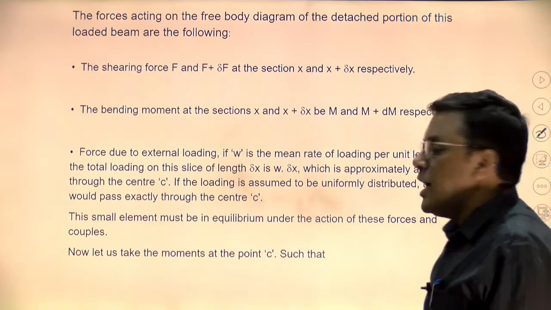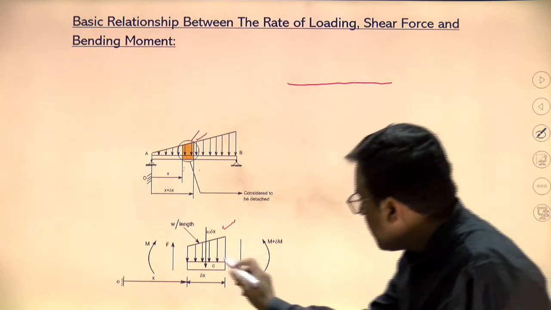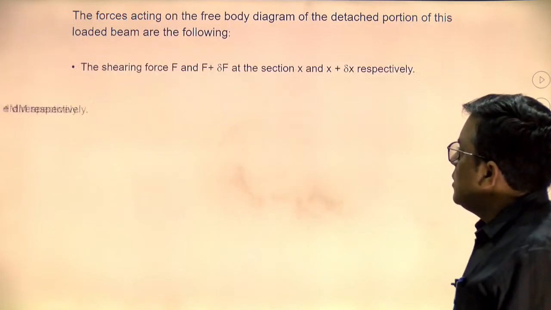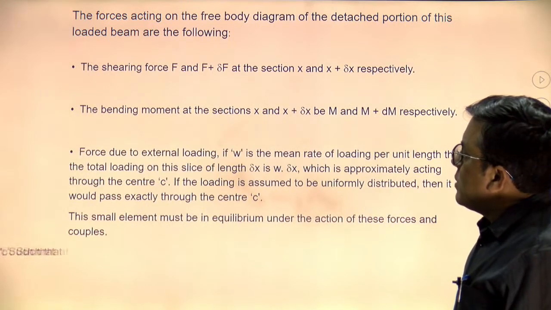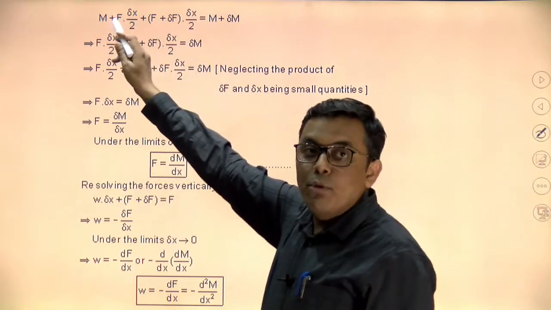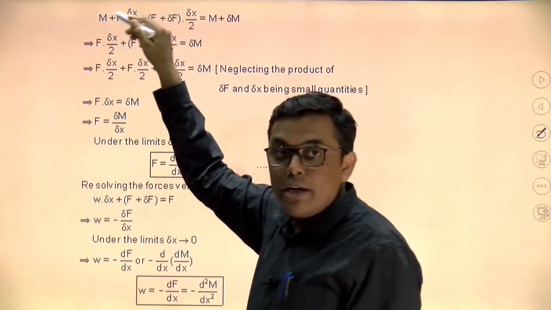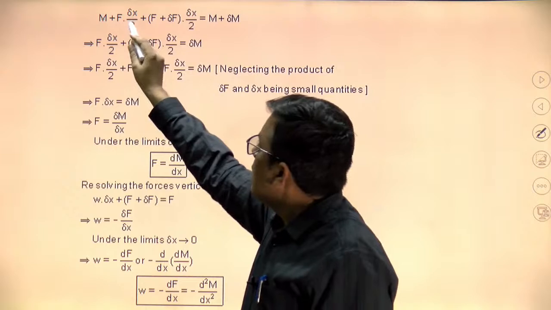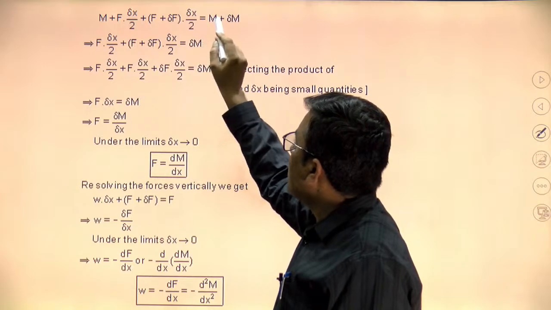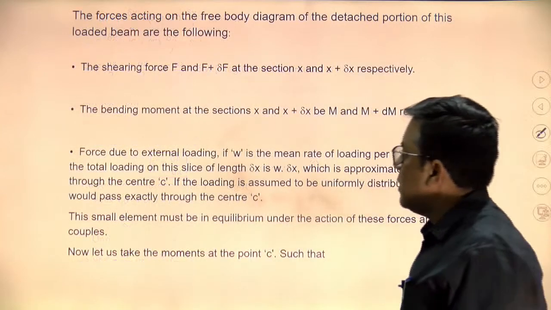Now let's take the moment at point C. Where is point C? The point C is the center point of the dx element. So let's write the equation. Here is the equation. Moment about point C: M, F delta x by 2 plus F plus delta F delta x by 2 equal to M plus delta M. Let's have a look there.